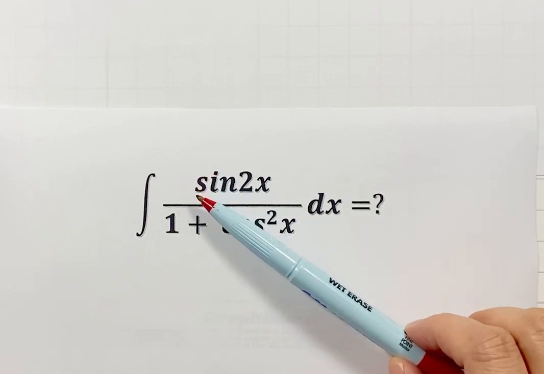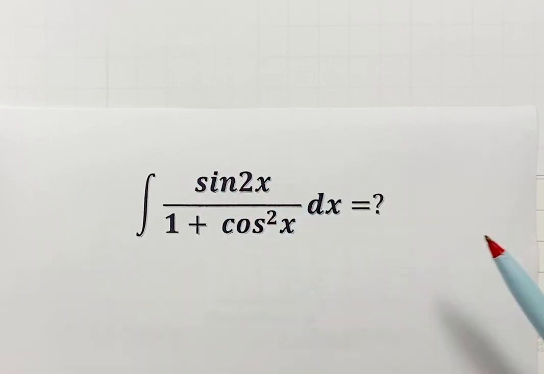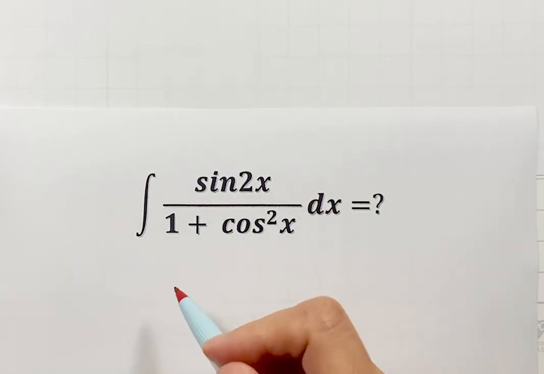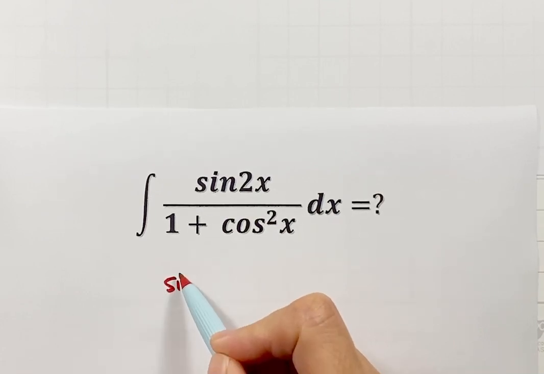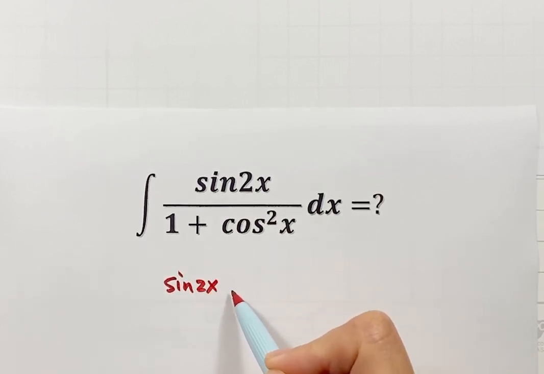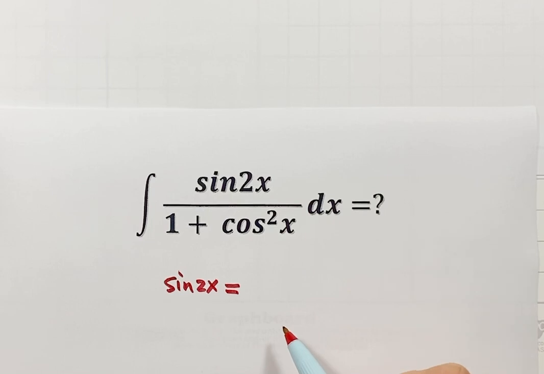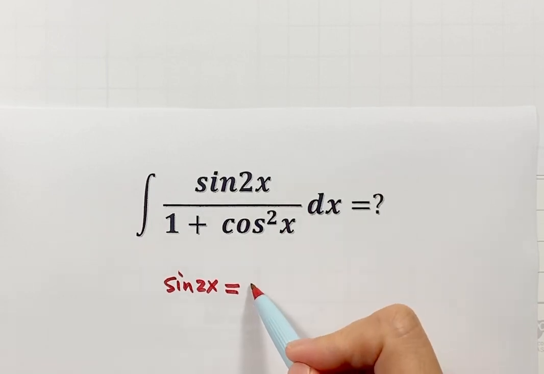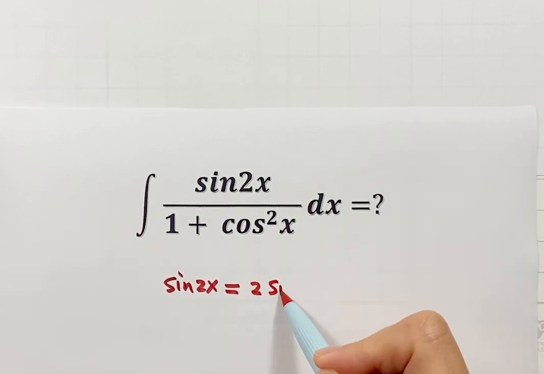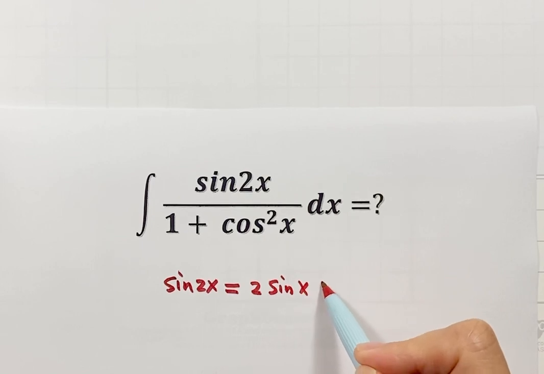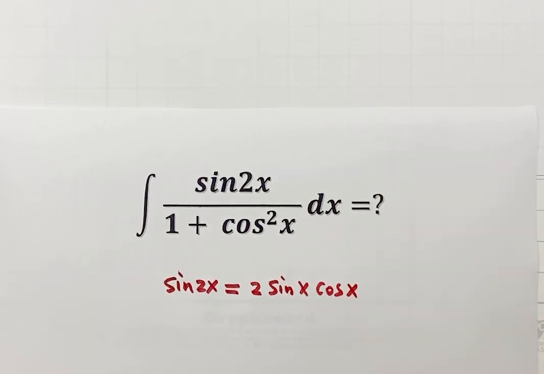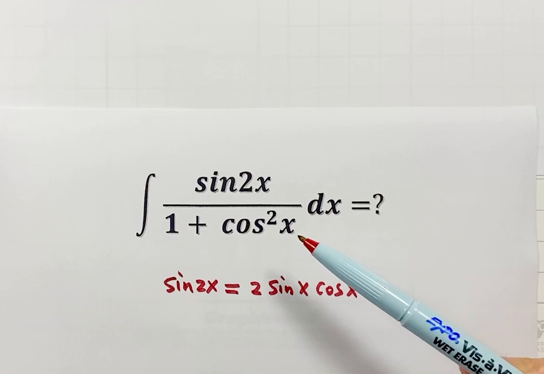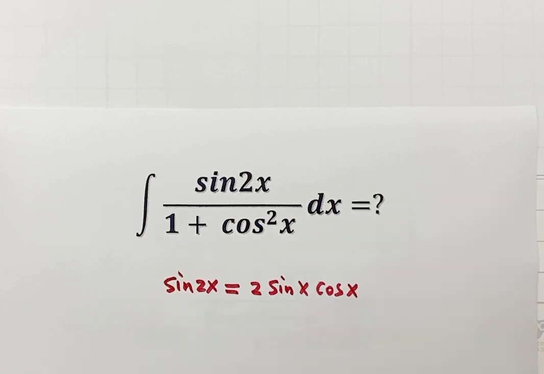First, let's see what is the relationship between the numerator and the cosine x. So let's copy the numerator, sine 2x. We have a double angle formula for sine, which is 2 sine x cosine x. Then how to make the integral into a simpler form? We are going to do the substitution.